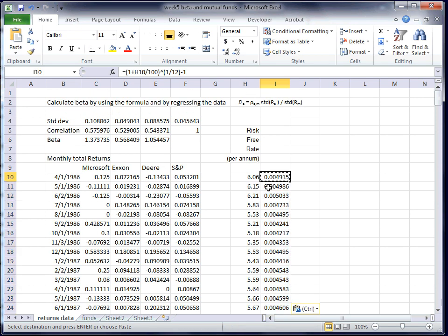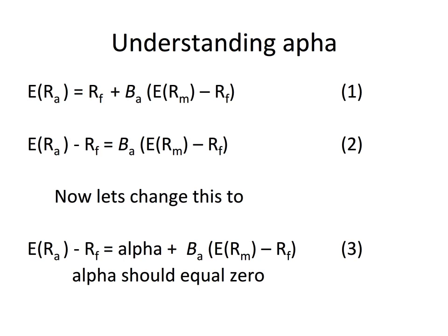Now we're going to use this risk-free rate in calculating the excess returns. Again, I'm going to show you the equation that we're going to estimate on the next slide and calculate those excess returns then. Here again is the equation for alpha in equation 3. We're going to subtract the risk-free rate from our return on the assets and the market portfolio, and then we're going to estimate this linear equation.